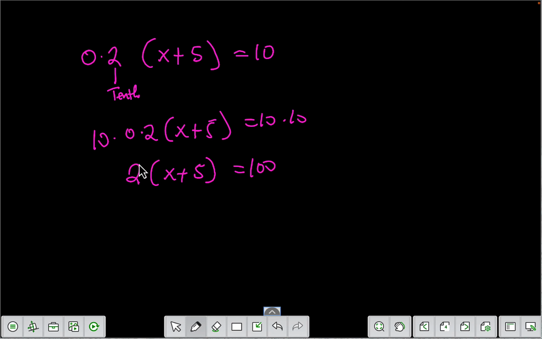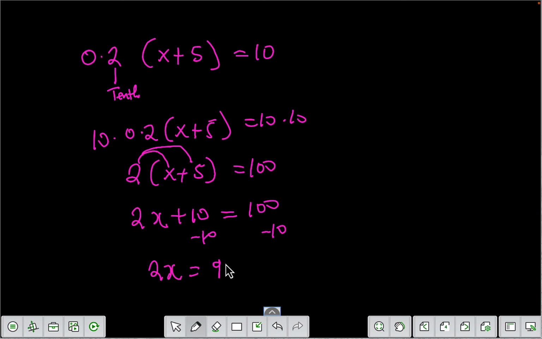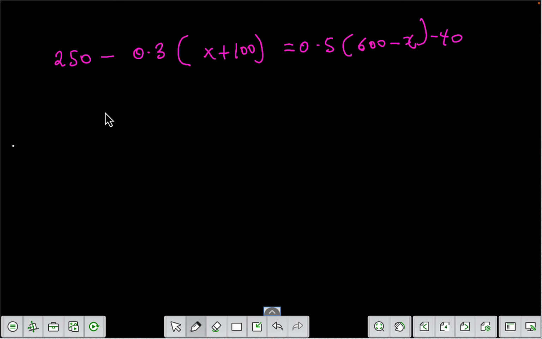Then we can expand the parenthesis, this and then that. So 2 times x will give you 2x, 2 times 5 will give you 10, and this is going to give you 100. Subtract 10 from both sides, and this is going to give you 2x equals 90. So you divide by 2, x equals 45.